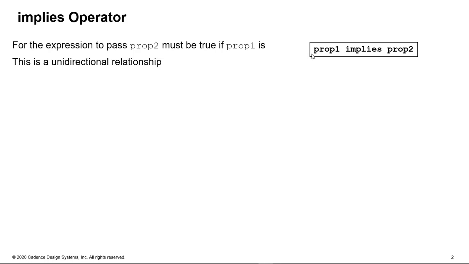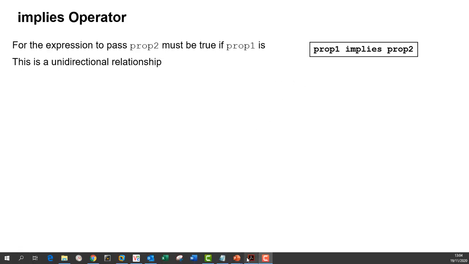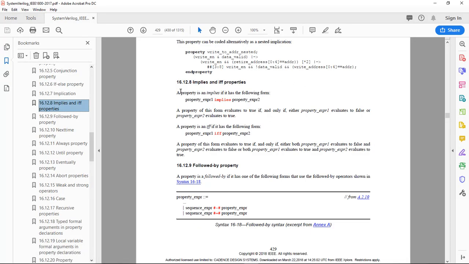So what this says is if property 1 passes, this implies that property 2 always passes. So this is a unidirectional relationship, not like the IFF operator on properties, which is a bidirectional relationship. If we look in the language reference manual, we'll see these defined together, and very simply, there's not a lot of information here. So basically that just repeats to you what I've just said. That's all there is on implies, and that's all there is on IFF. There is another video on the property IFF, as it's more commonly called.